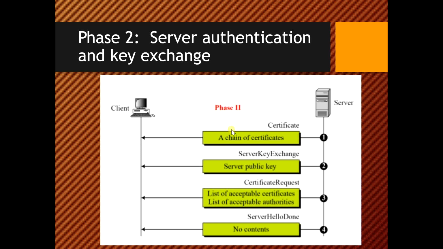So here, as you can see, it is mentioned that the server will send a chain of certificates, then it will specify the server public key, it will send a list of acceptable certificates, a list of acceptable authorities, and then finally the server hello done message. So in this case no contents are being sent, but it just concludes saying that server hello is completed or the authentication process is completed.